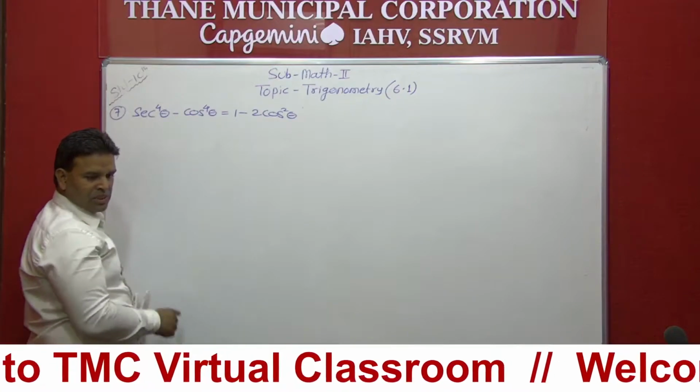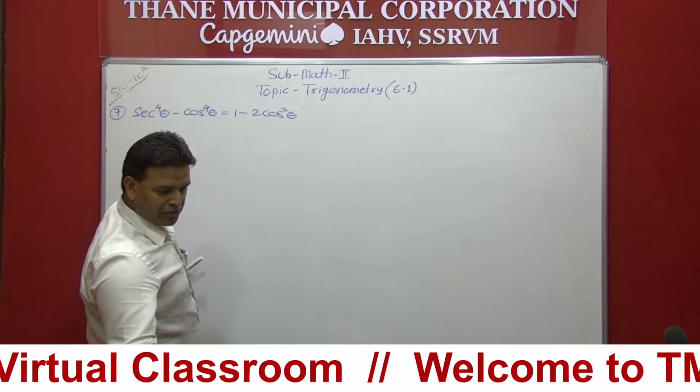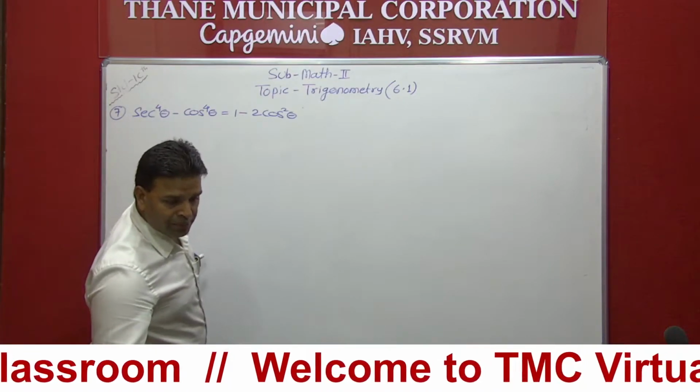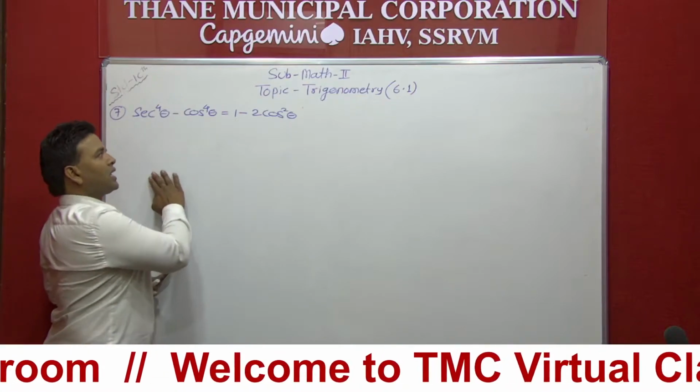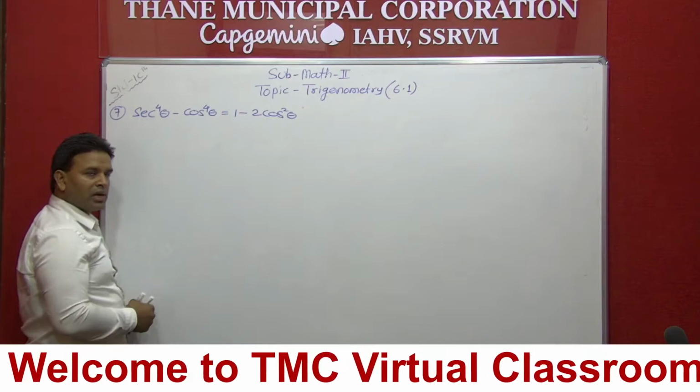Let me check the question. Sec power 4 theta minus cos power 4 theta is equal to 1 minus 2 cos square theta. Okay, now the question is correct. This is given in the textbook.